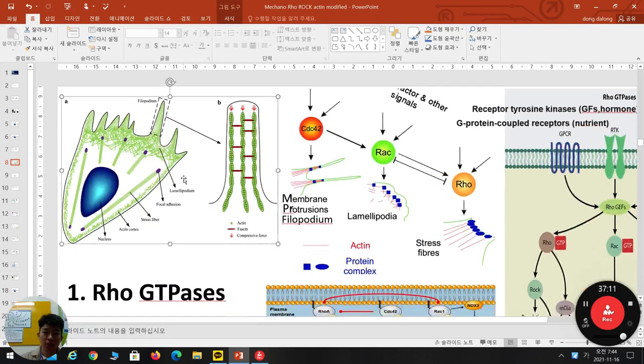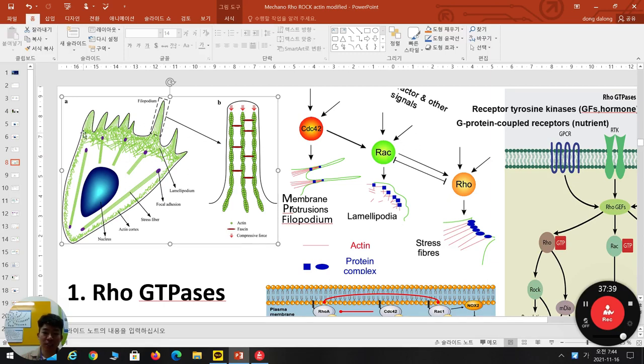Okay, so the role of the GTPases. As I told you, the Rho GTPases have three family members: Cdc42, Rac, and Rho. Cdc42 is involved in filopodia. A filopodium is a finger-like structure of the cell, and they are in charge of membrane protrusion. And Rac is making lamellipodium.